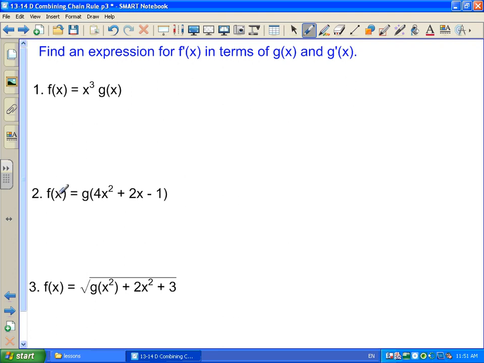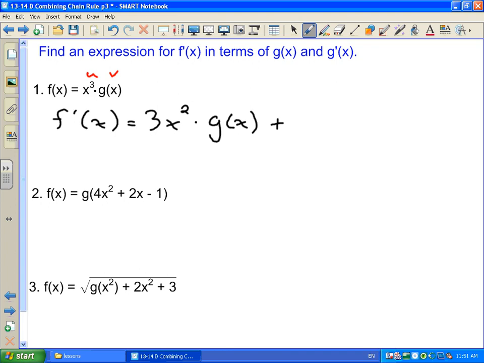So the first one's pretty straightforward here. f at x equals x cubed times g at x. What rule are you going to have to use to take this derivative here, f prime at x? The product rule, right? Because these two things are multiplied together. So I know that my derivative is going to be the derivative of my first term, or my u, which is going to be 3x squared, times my second function, or my v function. I'll just label these u and v, just so we know what we're talking about. So times v. Now, I don't know what v is, so I'm just going to keep it as g at x.